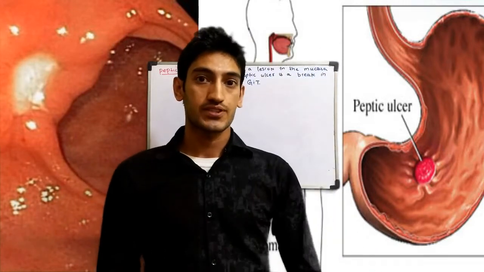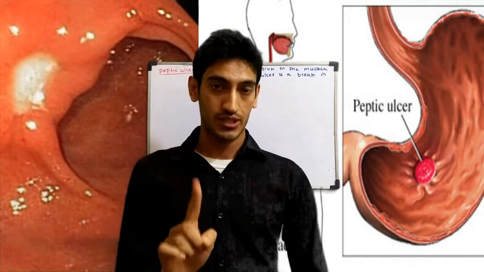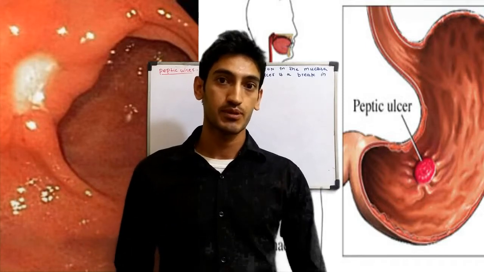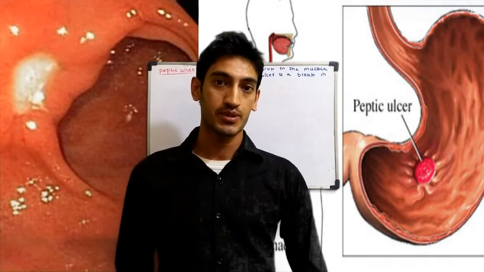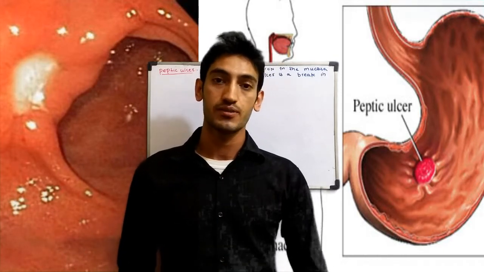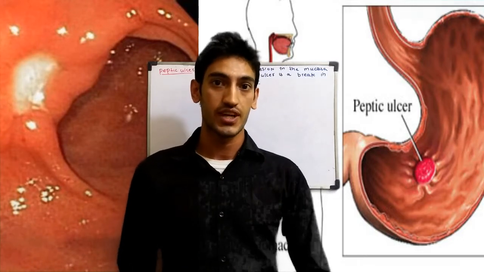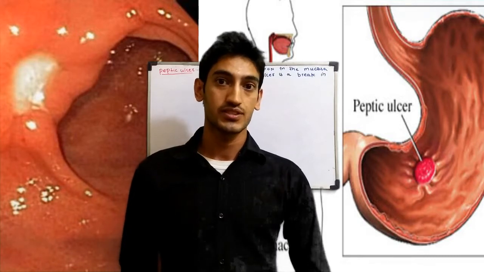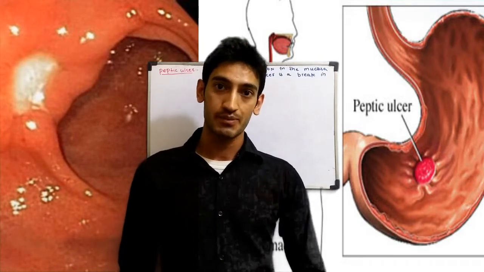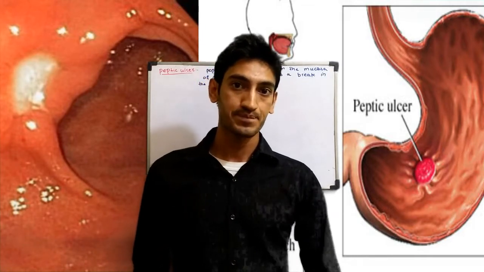Remember that peptic ulcer does not mean a break in the mucosa of the stomach. Most of the students think that peptic ulcer refers to ulceration in the stomach, but never. Peptic ulcer means ulceration in the mucosa of the GIT. It may occur in the esophagus, it may occur in the stomach, it may occur in the different parts of the intestine.